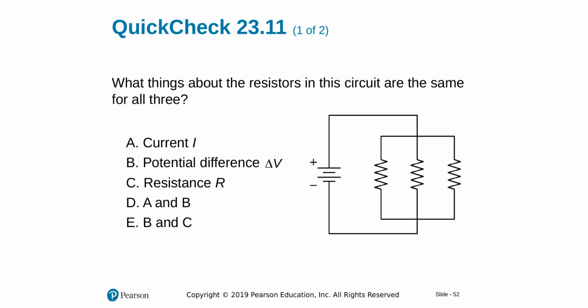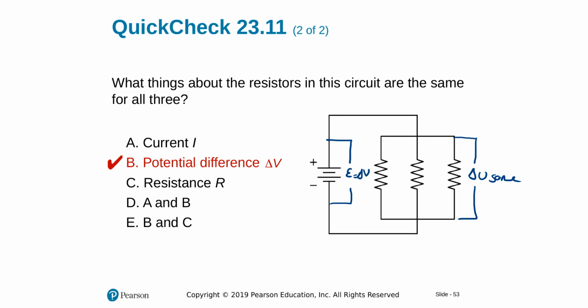What things about the resistors in the circuit are the same as we discussed? Potential differences are the same because they are parallel lines, always have the same potential. Actually, in this case, it's also the same here. They are all equal to epsilon.